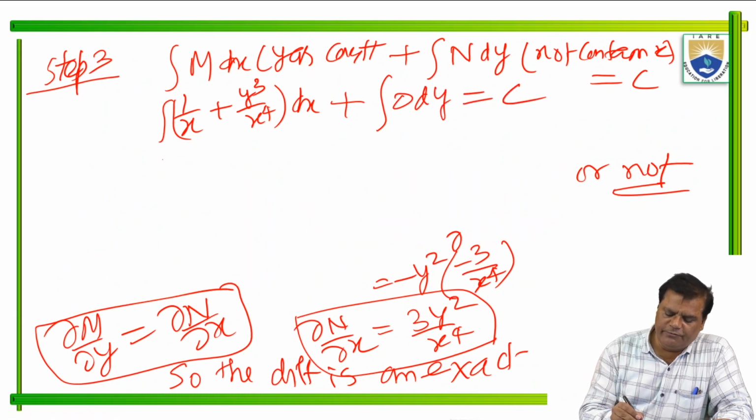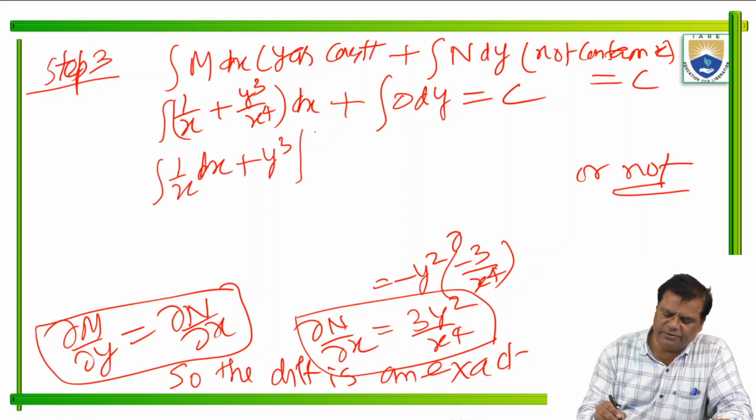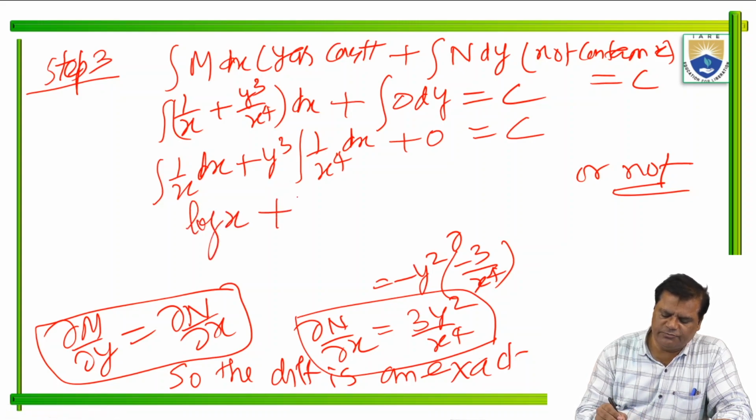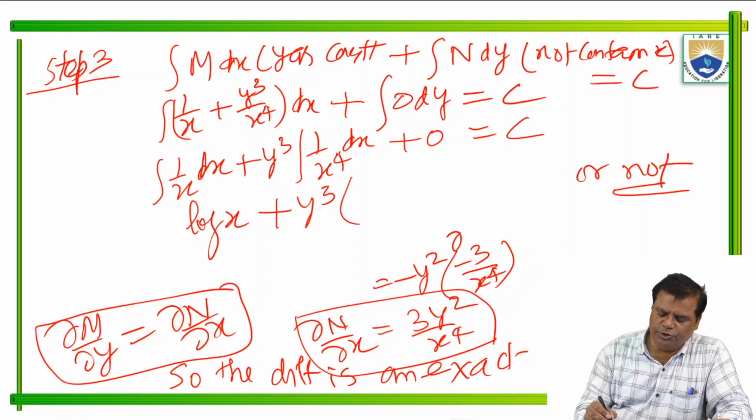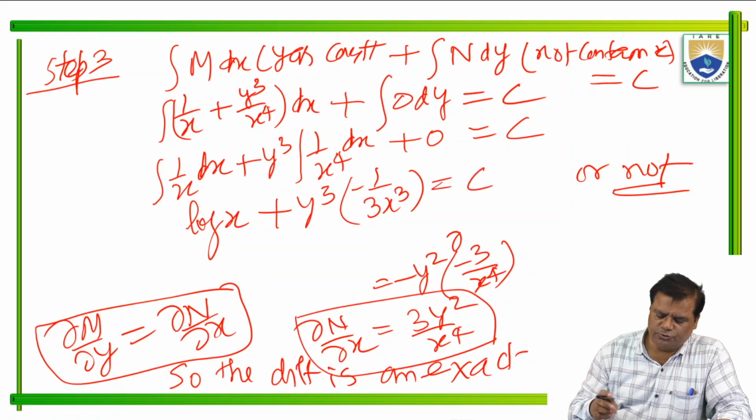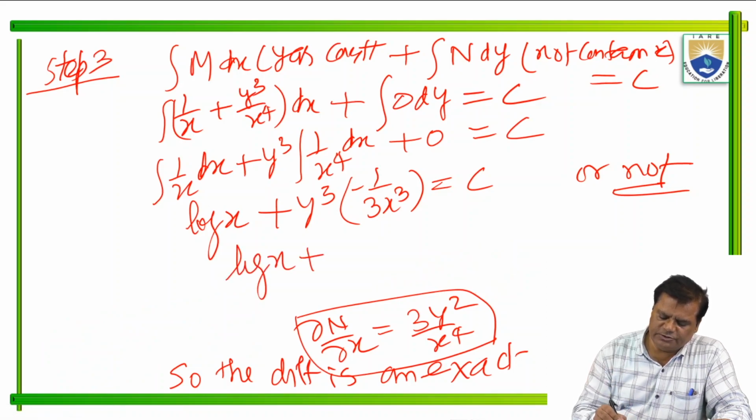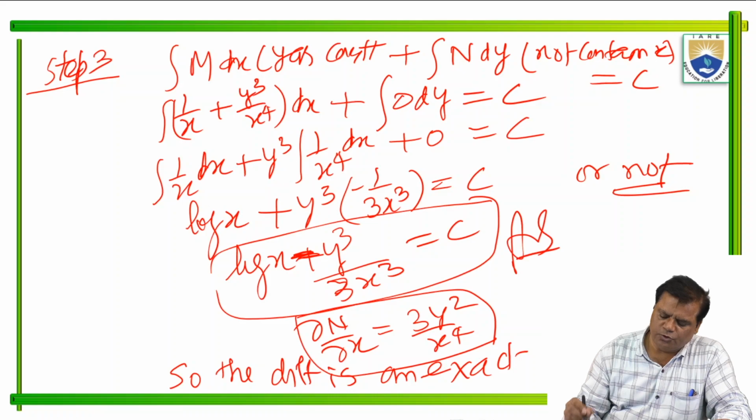So now integrating 1 upon x dx, and plus, with y as a constant, y cube times the integration of 1 upon x4 dx, plus 0 equals c. So this is log x plus y cube times the integration of x to the minus 4, which gives minus 1 upon 3x cube, equal to c. So the final answer is log x plus y cube minus y cube upon 3x cube equal to c. This is the answer of the differential equation.